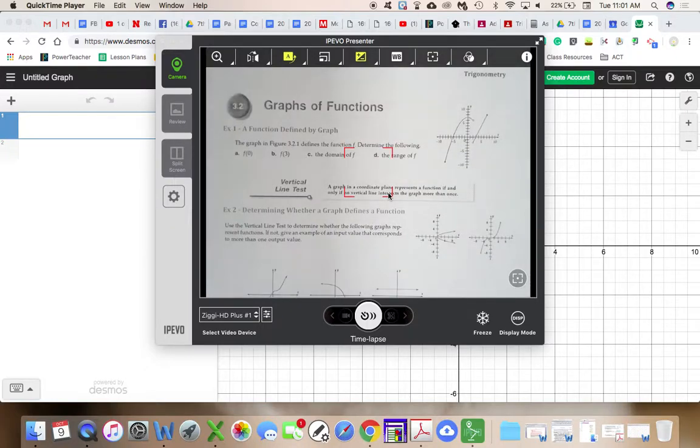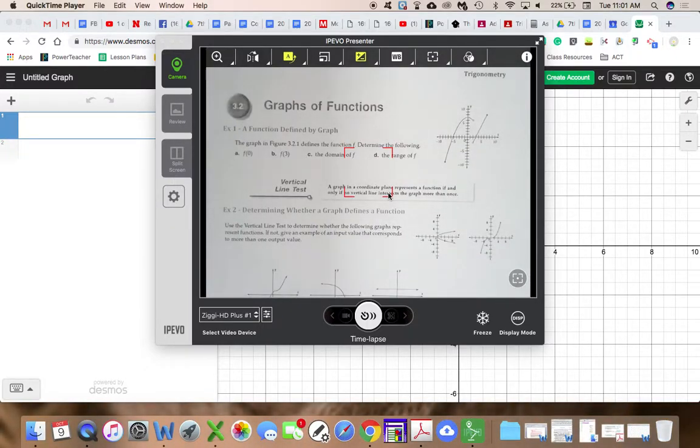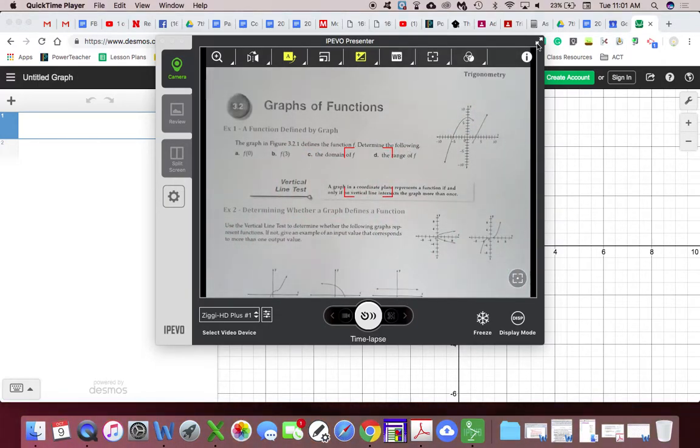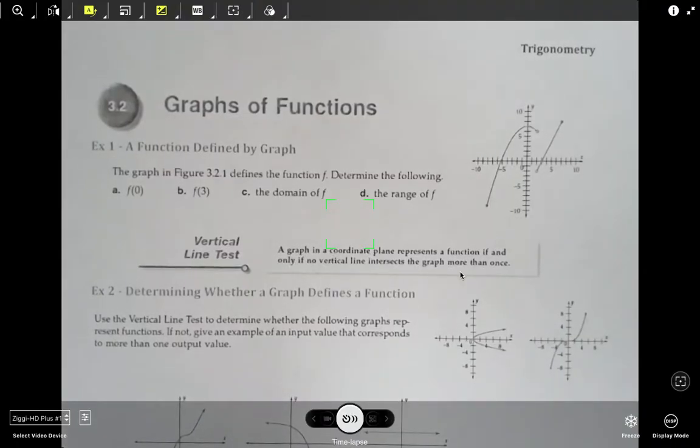Section 3.2, graphs of functions. Talking about vertical line tests, plugging stuff in, or looking at a graph, which we've already done. We will look at some graphs on Desmos so that you can see those and figure out maximum and minimum and that type of thing. So some stuff we've already done, some stuff that might be just a little bit new.